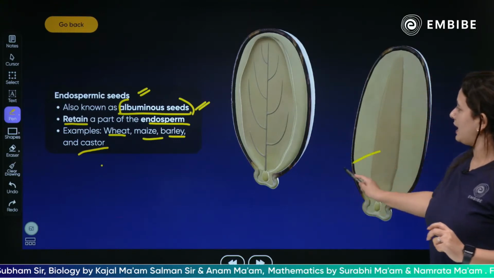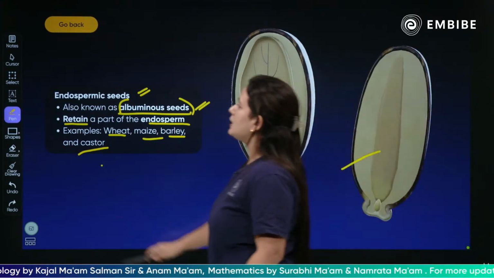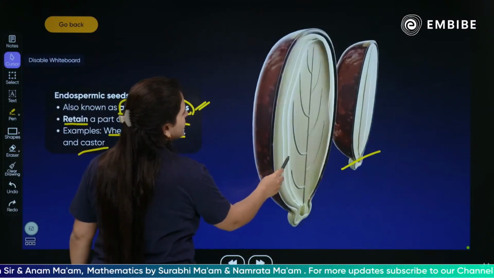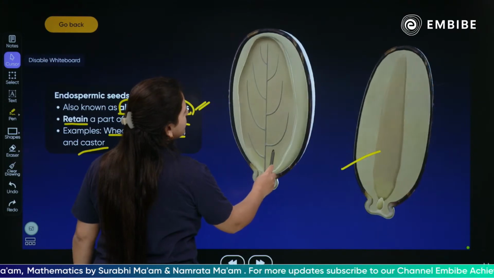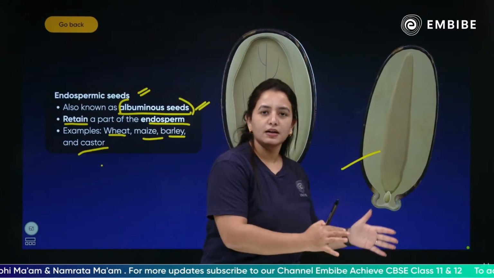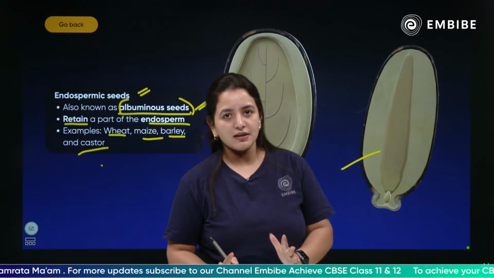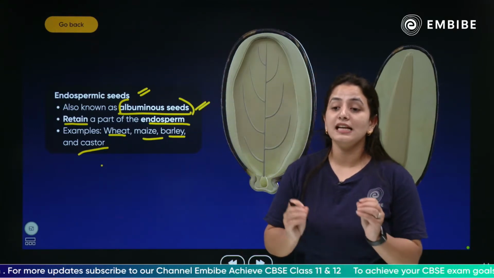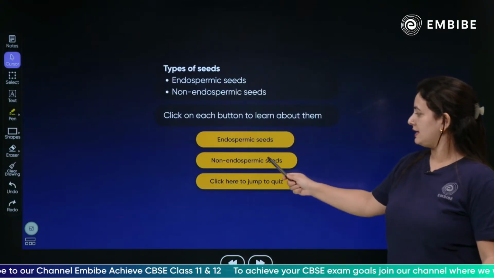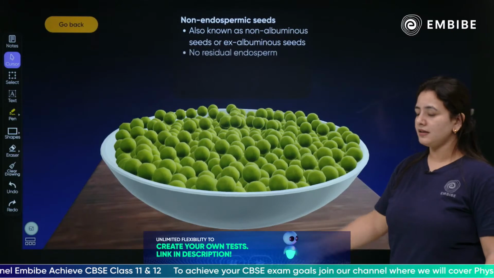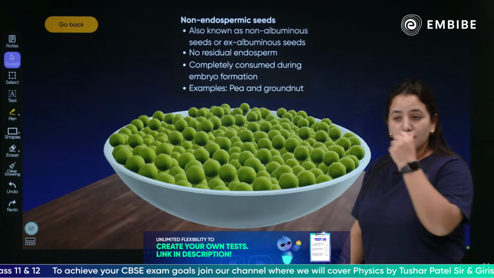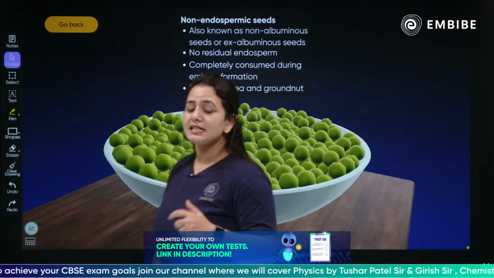This is how an endospermic seed looks, because the endosperm is still persisting inside the seed. It is not fully consumed. So endospermic or albuminous seed means the endosperm is still retained. Next we have the non-endospermic seeds. Let's see what we have. All of you have seen this. What is this? Yes, peas. All of you have seen peas at your home. What is peas?